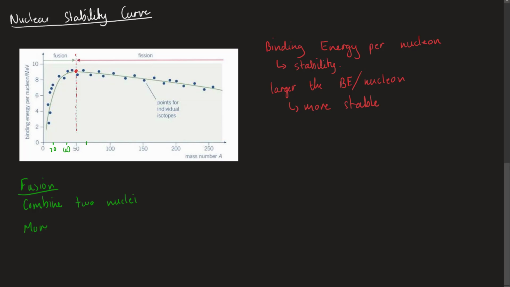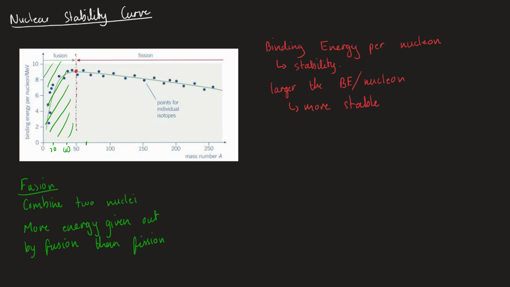So more energy is given out by fusion than fission for this section. Anything on this side of this red line leads to a fusion. So these things will be giving out more energy. It'd be more useful to collide them and combine them than it would be to break them apart.